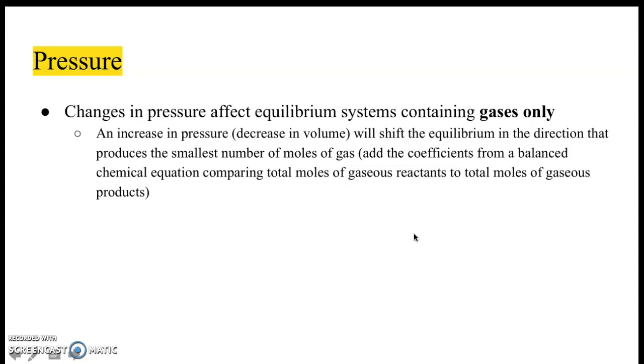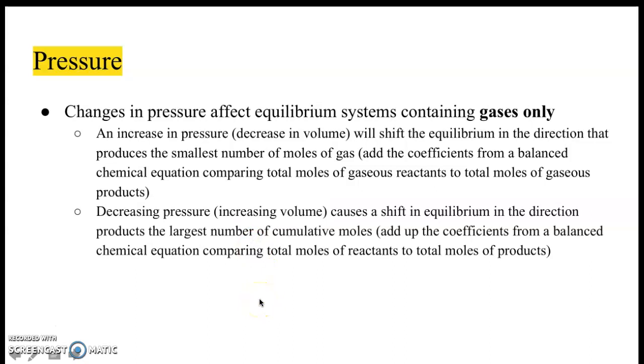If you increase pressure or you're decreasing volume, remember inverse relationship here, Boyle's law. If you increase pressure, there will be a shift in equilibrium in the direction that produces the least number of moles of gas. The way to figure that out is you're going to add the coefficients from a balanced chemical equation, comparing the total moles of gaseous reactants to total moles of gaseous products. And I'll show you what that looks like in a second.